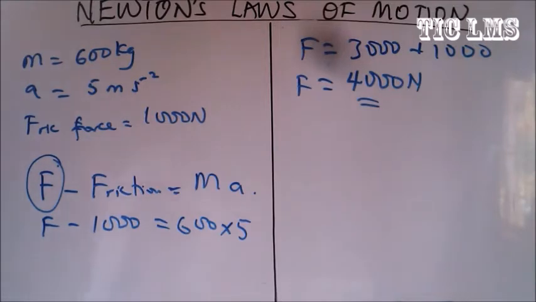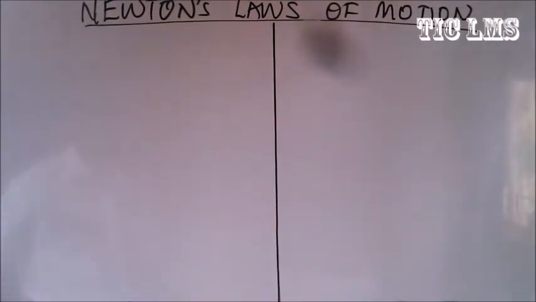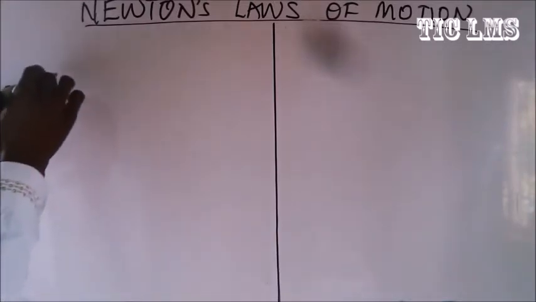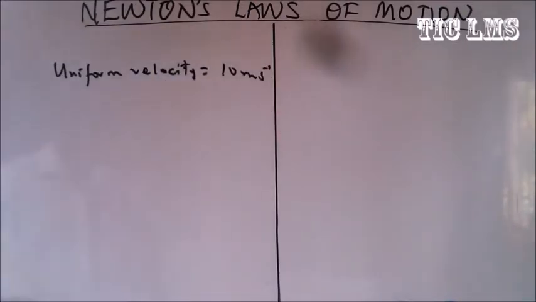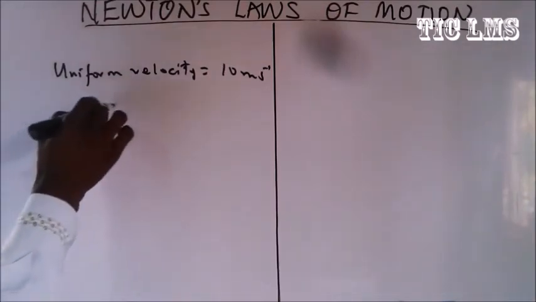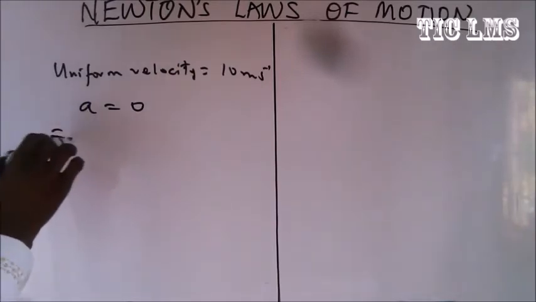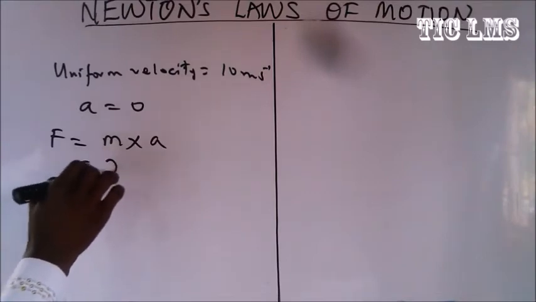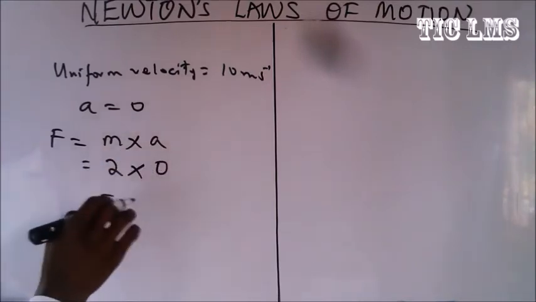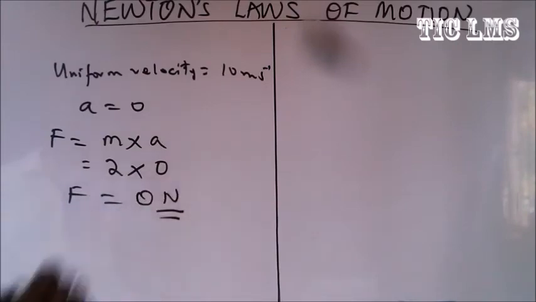Now the B part of this first question says, what will be the resultant force on the body when it moves with a uniform velocity of 10 meters per second? Now, when a body is moving with uniform velocity of 10 meters per second, as it is said here, it means that it is not accelerating, meaning the acceleration equals 0. Hence, the force equals mass times acceleration. The mass in the question here is 2 kg multiplied by 0. Hence, the force is 0 Newton.